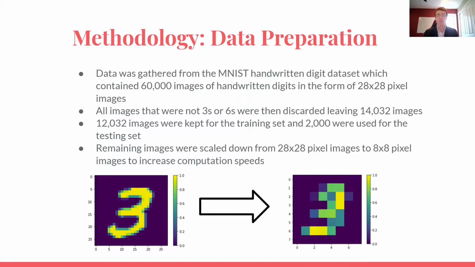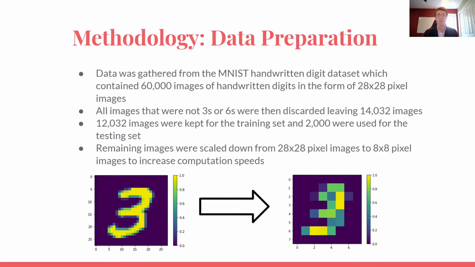Now we're only left with a balanced dataset of 14,032 images, where half of those images are 3s and the other half are 6s. After this, I then split the data again, so we can use 12,032 of the images for training the model, and then we leave the other 2,000 images for testing the model.